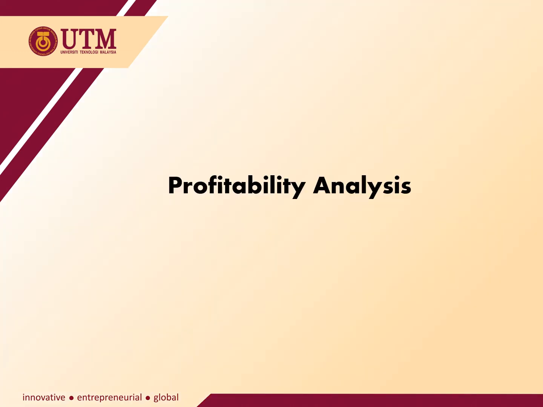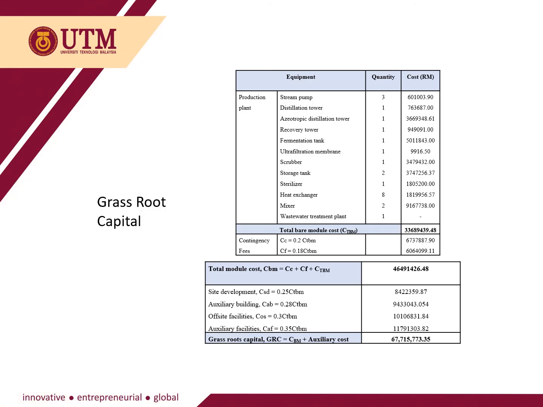Now we will talk about the profitability of the plant, checking if it's viable to operate this plant. The first thing that we have to calculate is the grassroots capital. From chapter 7, we have the equipment costing that gives us the total bare module cost. From there, we can also calculate the contingency fees, the CC and the CF. After that, we will be able to get the total module cost and then the grassroots capital. This grassroots capital will be used for the next part of the chapter.